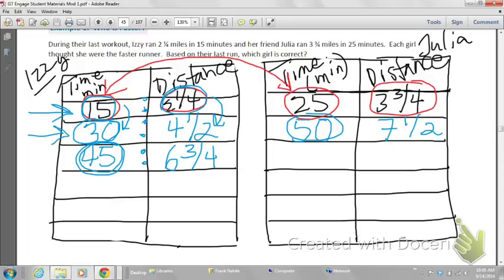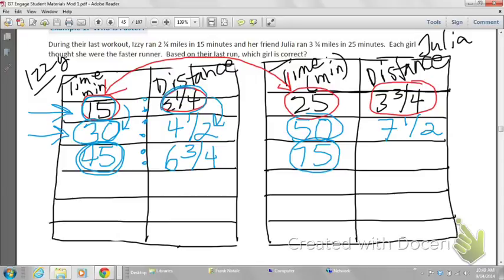So I'm not only doubling here, but actually multiplying. I'm just continuing this 15 to 2.25. On this side, 75. Okay, 75 is another 3 3/4 miles, because for every 25 minutes, she's going 3 3/4 miles.